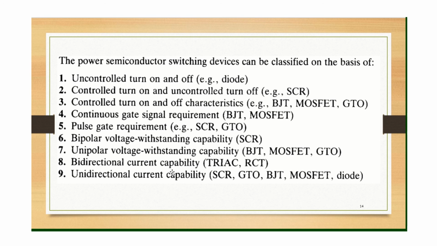So again, for controlled turn on and off characteristics, you have the BJT. That means when you give a signal to the base, you can turn on, and by withdrawing the signal at the base, you can turn off the transistor, that is the BJT, right? So like that, based on the operation, that is control action, these are the classifications. Okay.